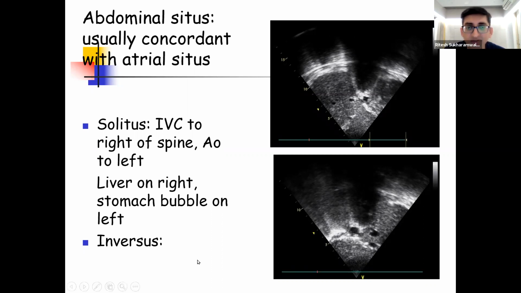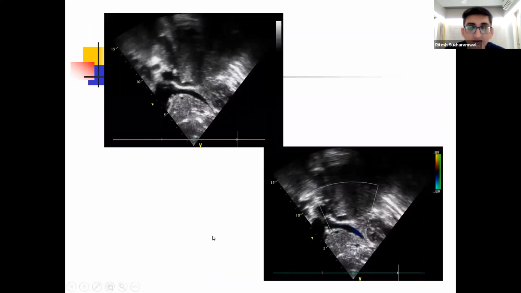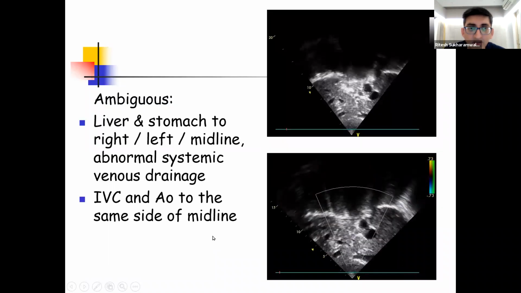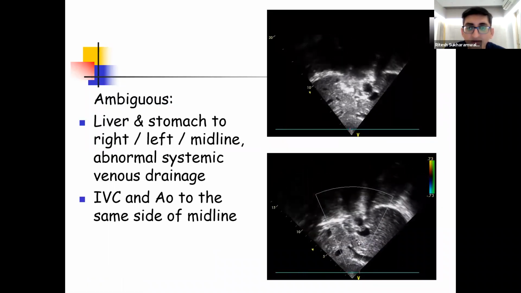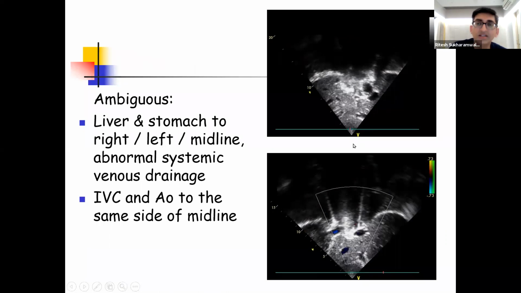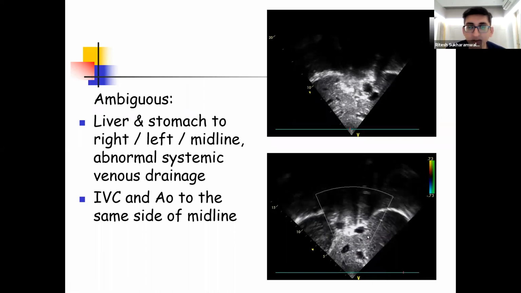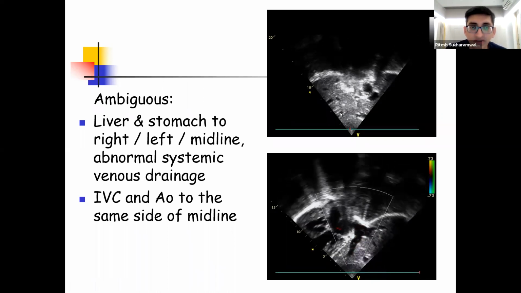Similarly, it may be difficult to define on which side each structure is. In this particular case, the liver is in the center, the stomach bubble is in the center, and you have the IVC and the aorta, both structures on one side. Then it is known as situs ambiguous.